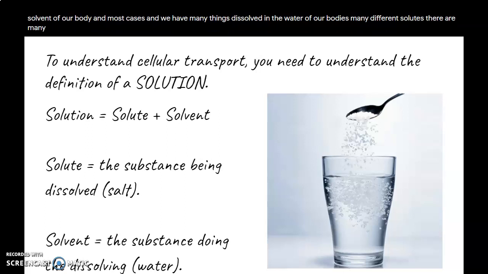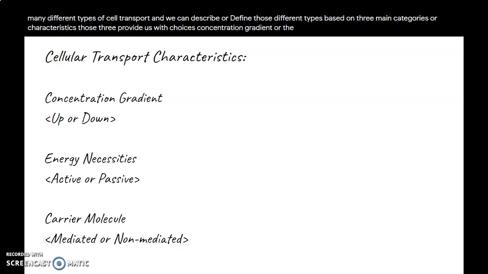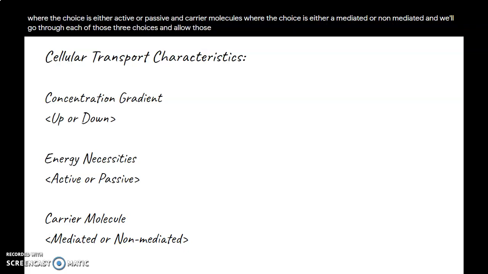There are many different types of cell transport, and we can describe or define those different types based on three main categories or characteristics. Those three provide us with choices. Concentration gradient, where the choice is either up or down. Energy necessities, where the choice is either active or passive. And carrier molecules, where the choice is either mediated or non-mediated. And we'll go through each of those three choices and allow those three choices to define the different types of cell transport.